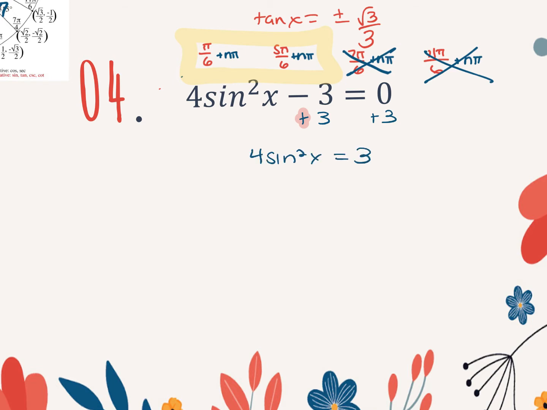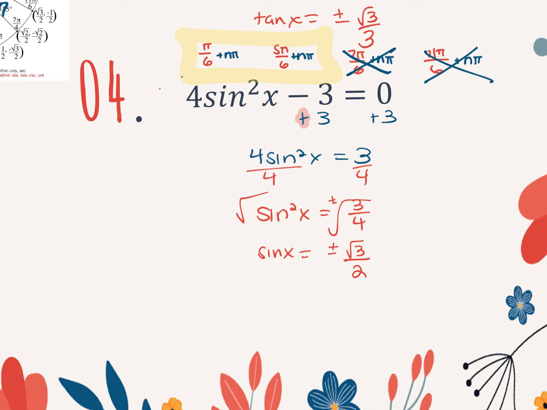Then what? Divide by 4. Sine squared x equals 3/4. Oh, what the heck? And then square root, good. So I end up with sine of x equals, and I have to do plus and minus. Plus and minus the square root of 3 over the square root of 4, which is 2.